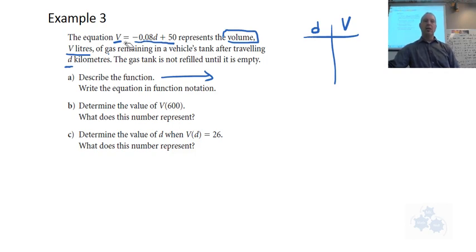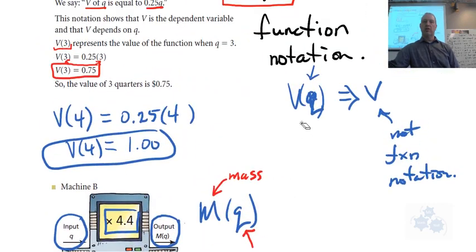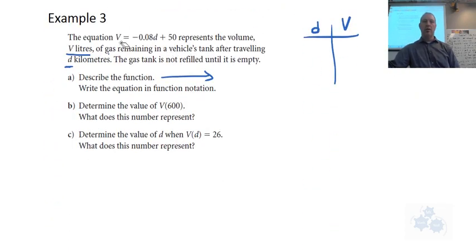Okay, so this is actually pretty easy, right? Look at what we just mentioned over here. Okay, this is function notation, and this is not function notation. So which is this one in right now? This is in not function notation. How would I write this in function notation? What would I have to do?